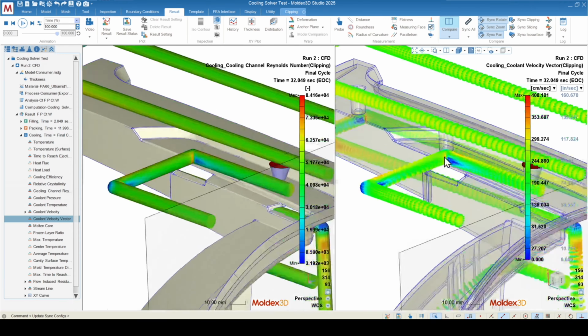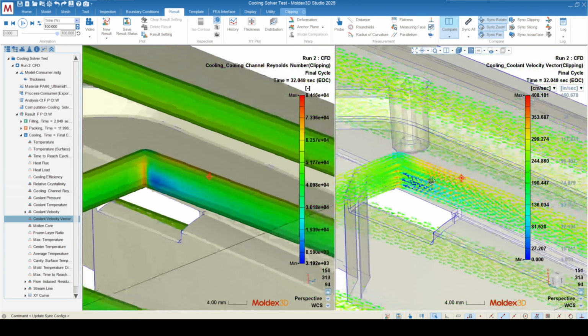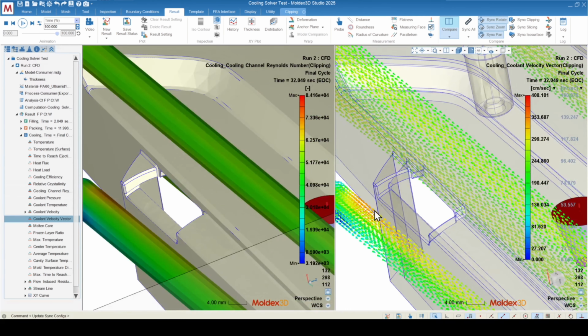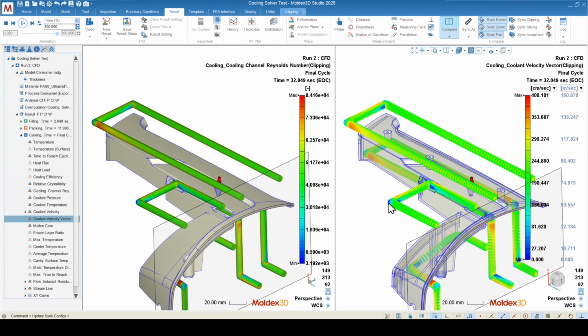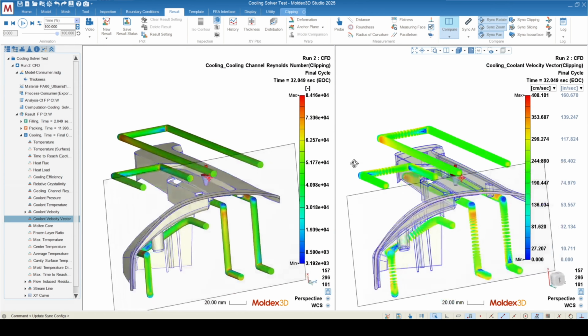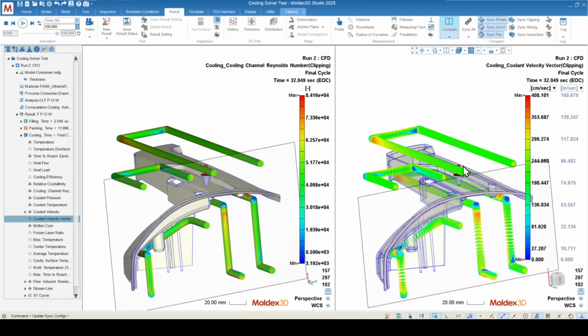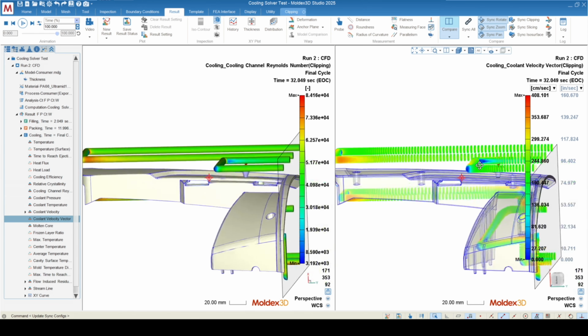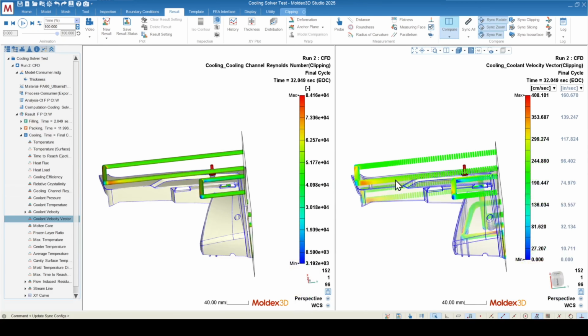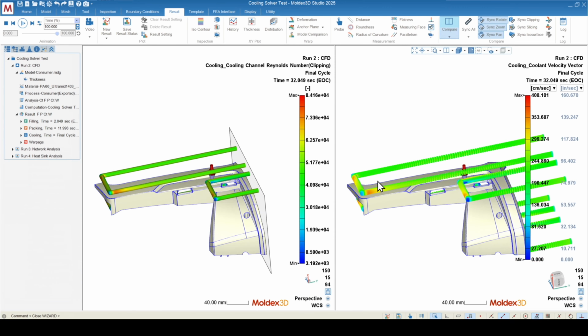In this case, it's just dropping in velocity around the corner, and then there's a little bit of a higher velocity on the outside rail, which is pretty expected for this type of flow path. But if the flow path gets a little bit more complex, if it branches off, if there's a parallel cooling system, then this information would be quite useful for what the relative velocity of that coolant would be in different sections of your cooling system.